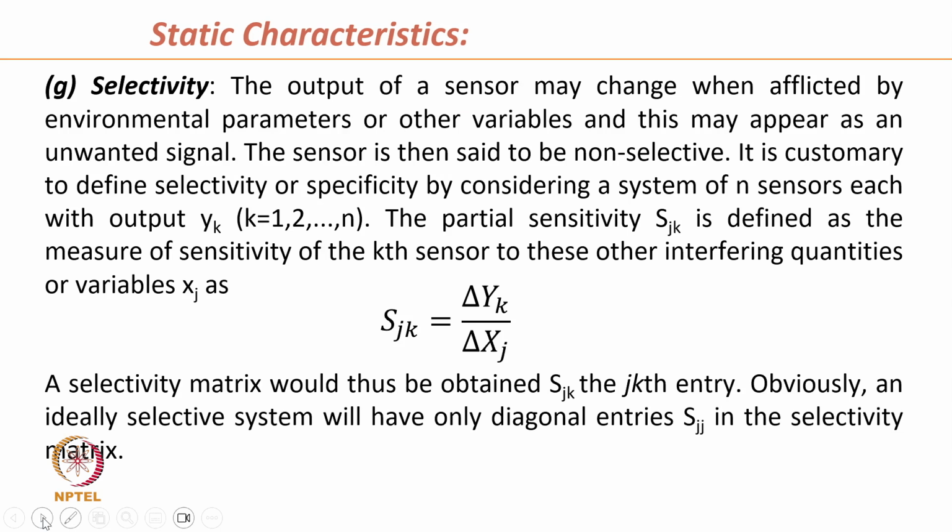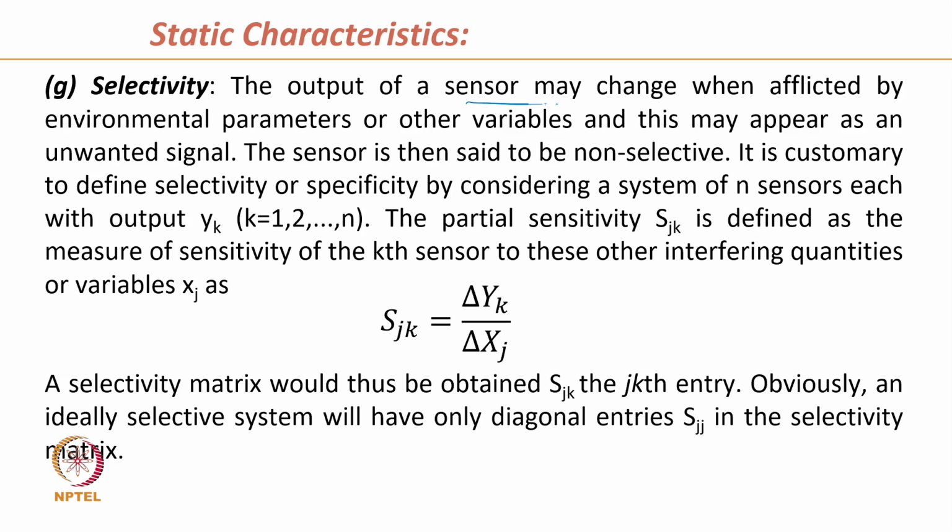Next parameter is selectivity. Let us say we have a sensor which we designed for a particular parameter. This sensor is not sensitive to only that parameter, but it is sensitive to multiple other parameters. For example, temperature. If the temperature changes, the output of this sensor is also going to change. So, the output of a sensor may change when afflicted by environmental parameters or even some other variables, and this may appear as an unwanted signal. So, the sensor is then said to be non-selective.